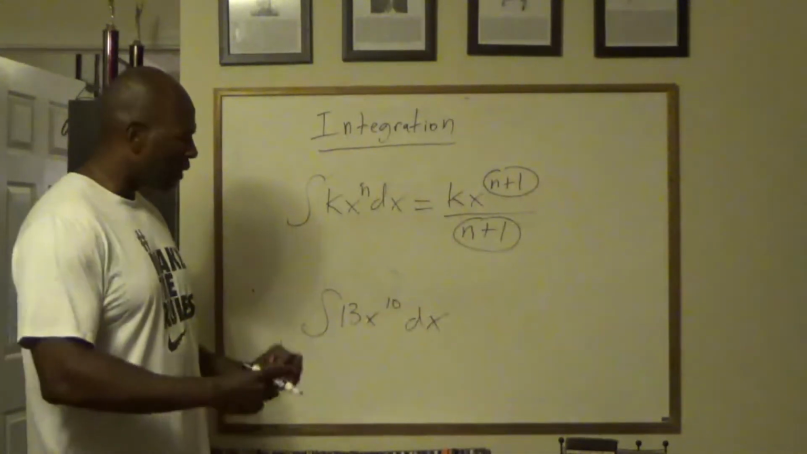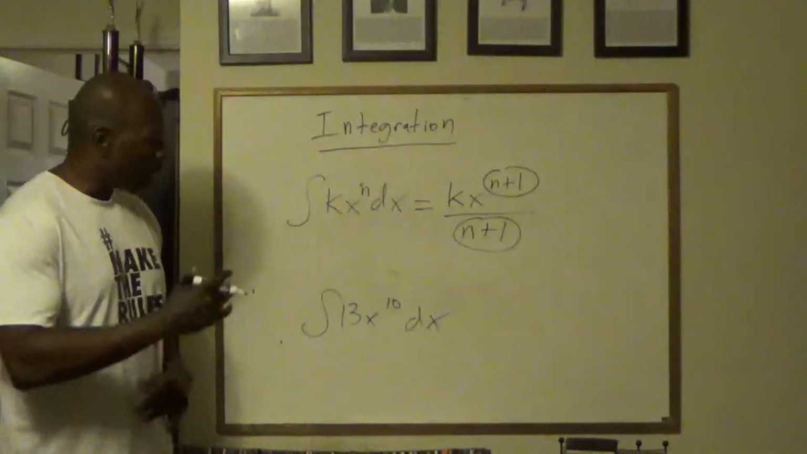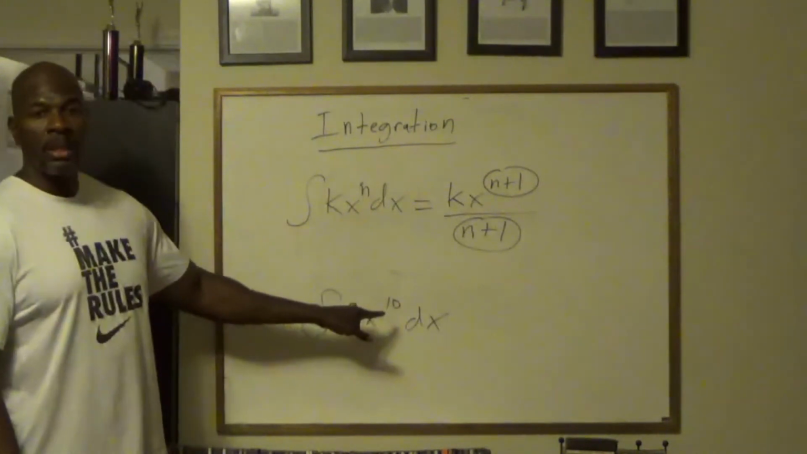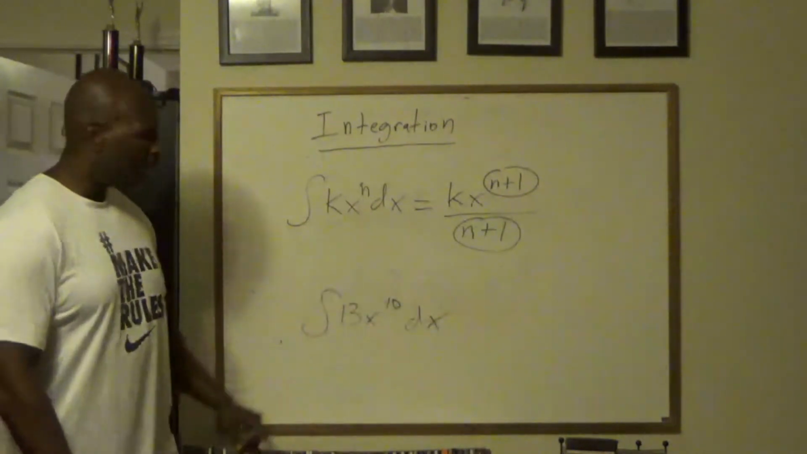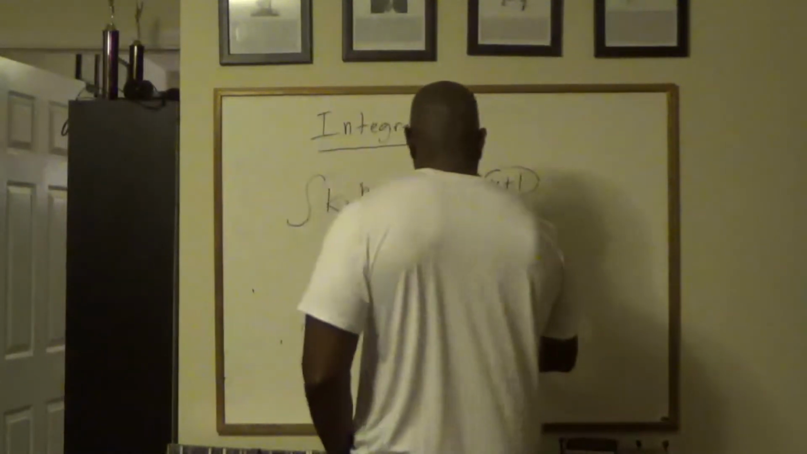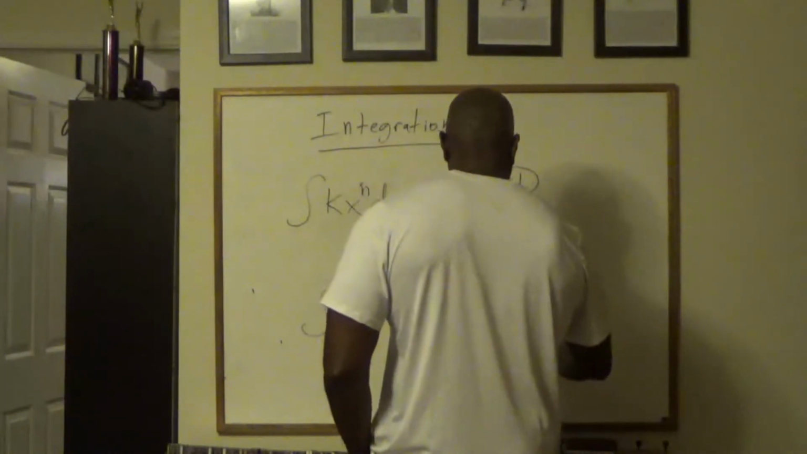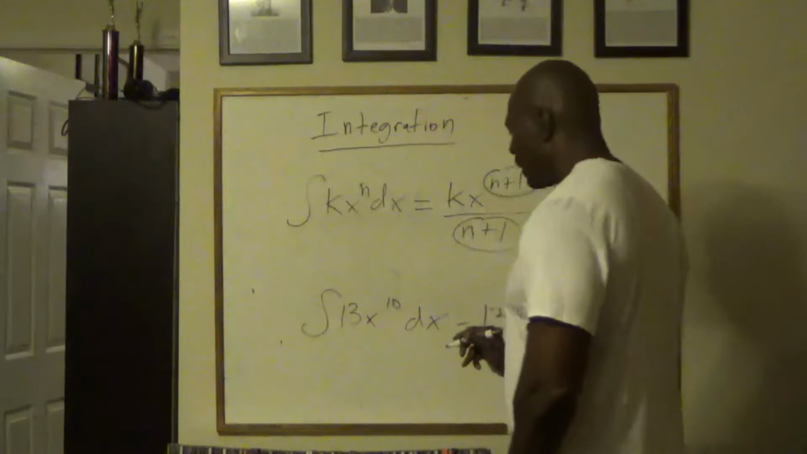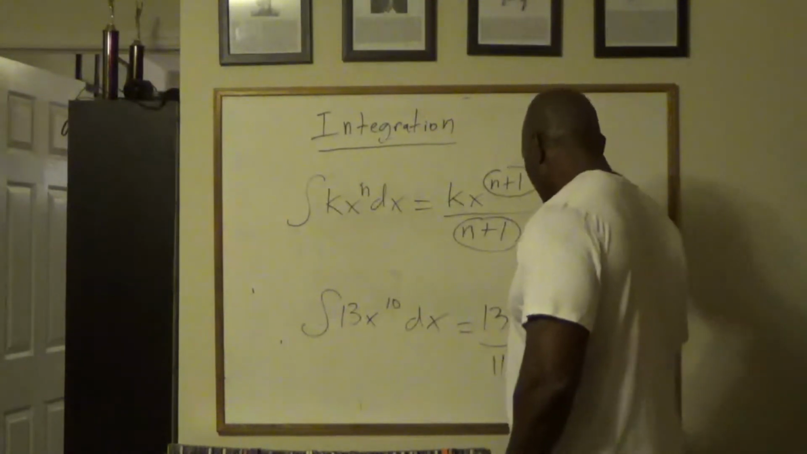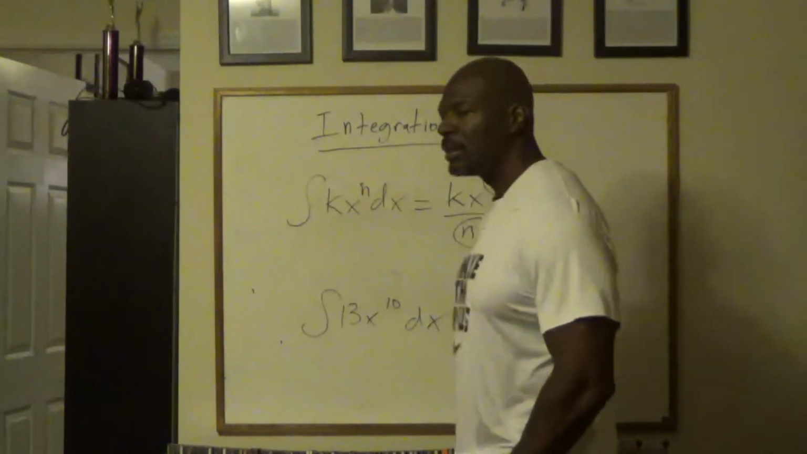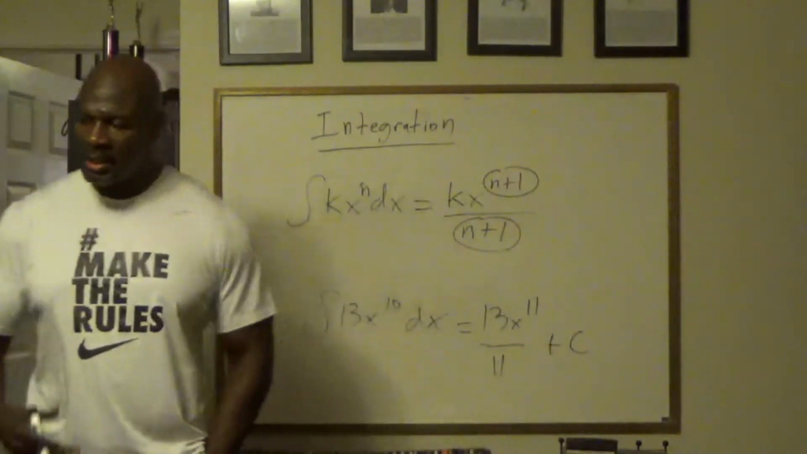That's the basis of it. So look, when I do this problem, my main operation is to add 1 to 10. It's x to the 11th. So that's 13x to the 11th divided by, yes, you guessed it, 11 plus some constant. Take the derivative. Check it, non-believers.